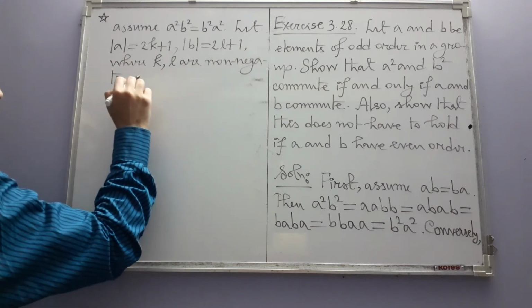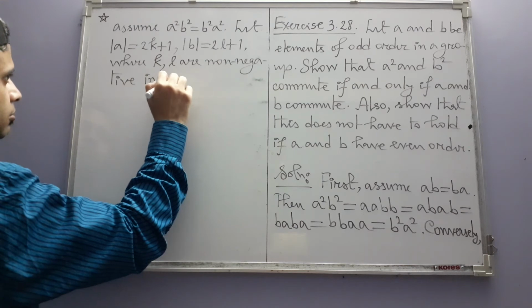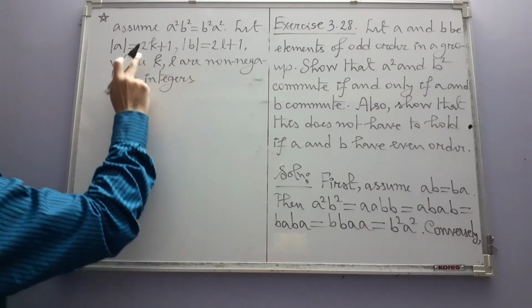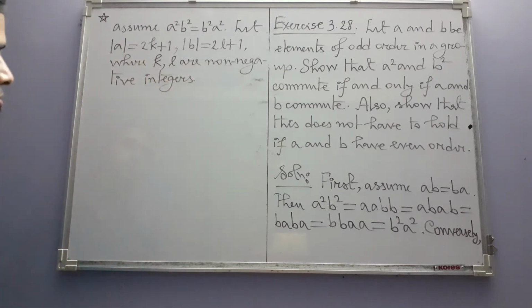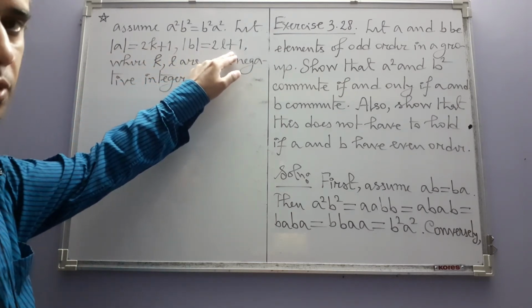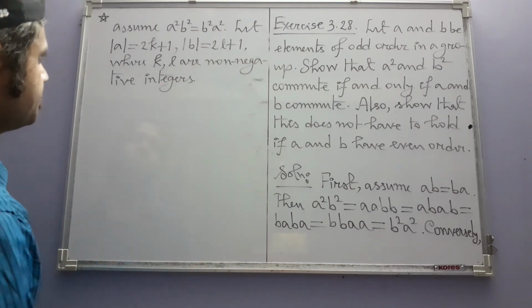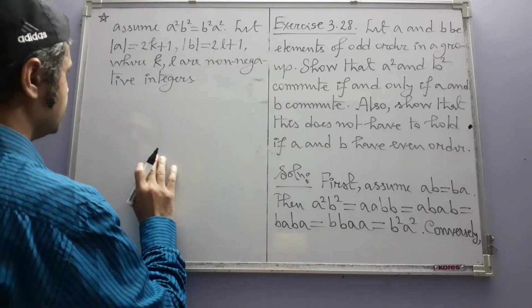Non-negative and not necessarily positive. Why? That is because we are allowing the possibility for these elements, any one of them or both of them, to also have order 1, because 1 is an odd integer too.